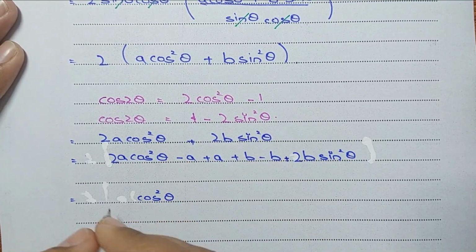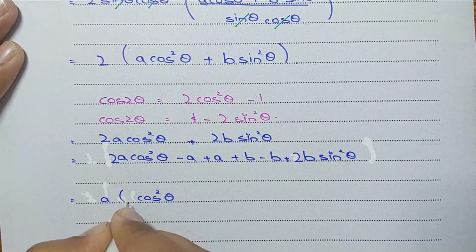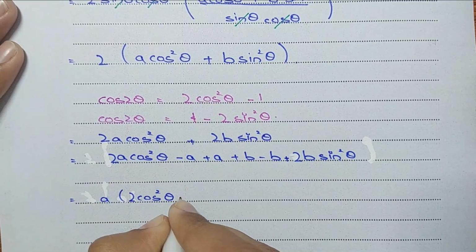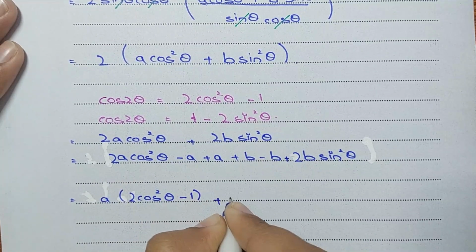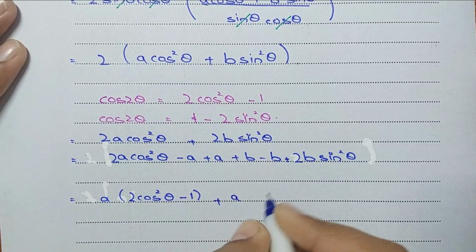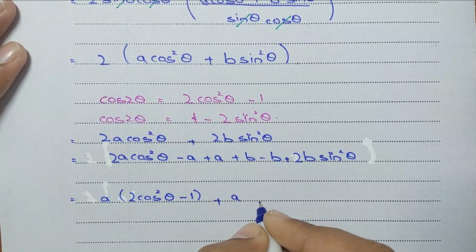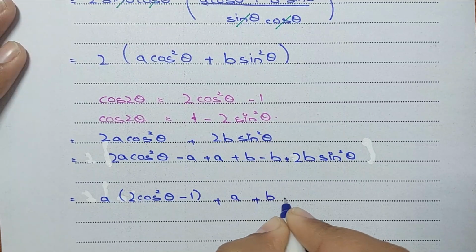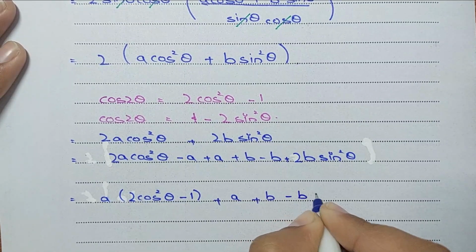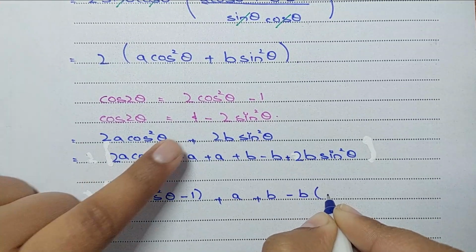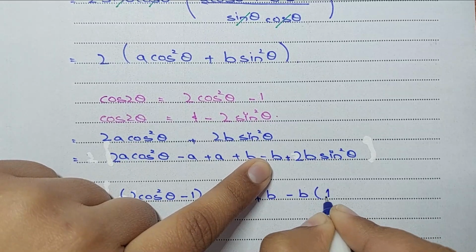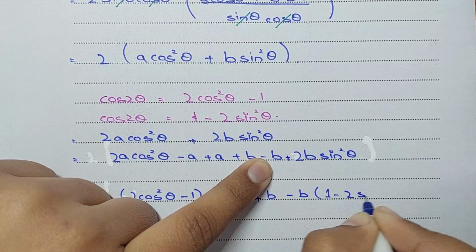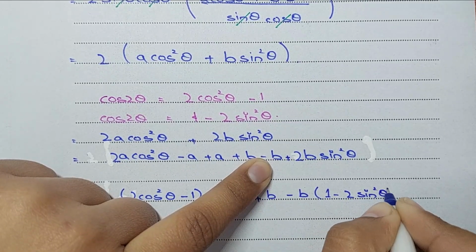Now we can take a common from here. When a is common, we are left with 2 cos square theta minus 1, plus this a is as it is, right? And with b, we can say plus b is also as it is, and taking negative b common, 1 is left, minus 2 sine square theta.